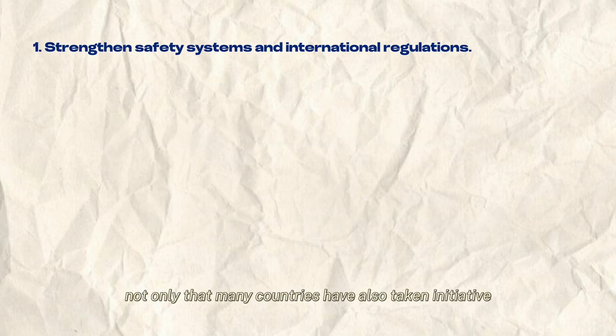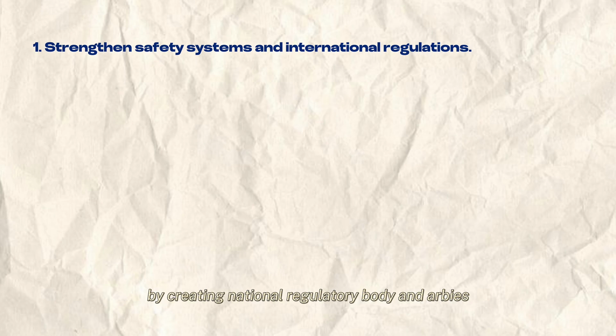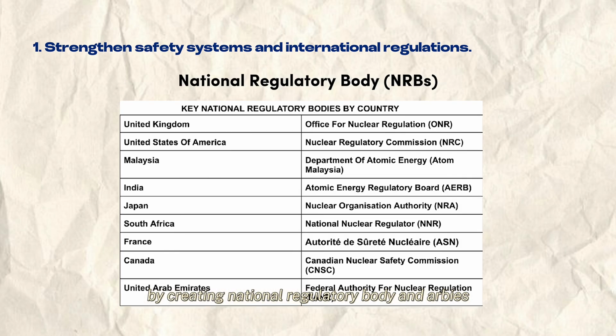Not only that, many countries have also taken initiative to control the nuclear activities in their nation by creating National Regulatory Bodies (NRBs), which are government agencies responsible for enforcing safety, security, and environmental laws regarding nuclear energy and radiation within their specific country. The second step is improving nuclear waste management.